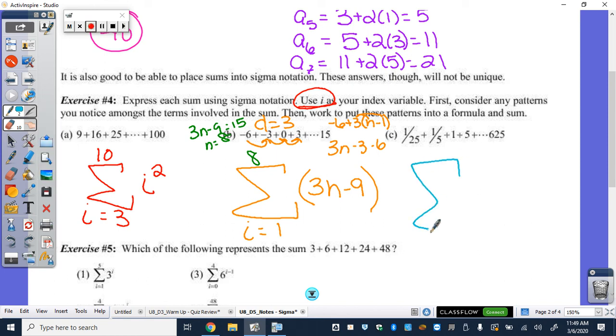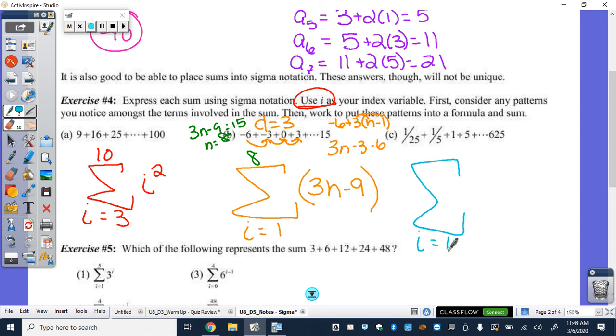So letter C here, 1 over 25 plus 1 over 5 plus 1 plus 5, ... 625. What kind of a pattern do we have here? Multiplying by 5, so that tells us it's a what? Geometric. Okay.